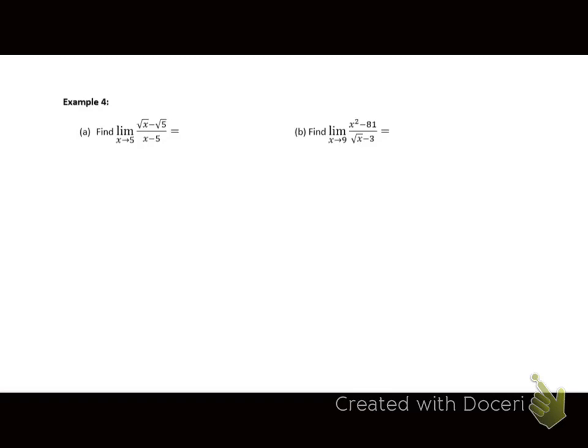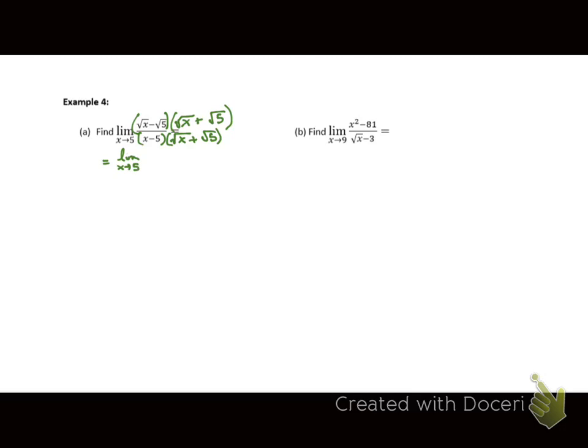And the way that we're going to do this, because of our roots, is by multiplying by the conjugate. Hopefully you remember what that is. If not, this is what it is. Multiplying by the conjugate is taking both of the terms in the factor and doing the opposite sign in the middle. We're going to do that to the top and the bottom. So the square root of x plus root 5. And this is what we're going to end up simplifying.